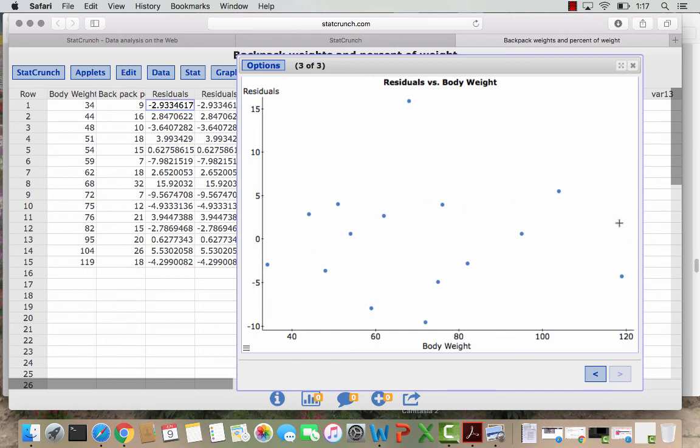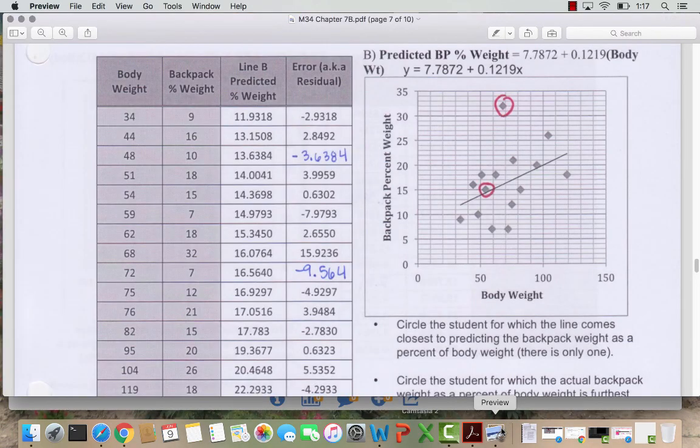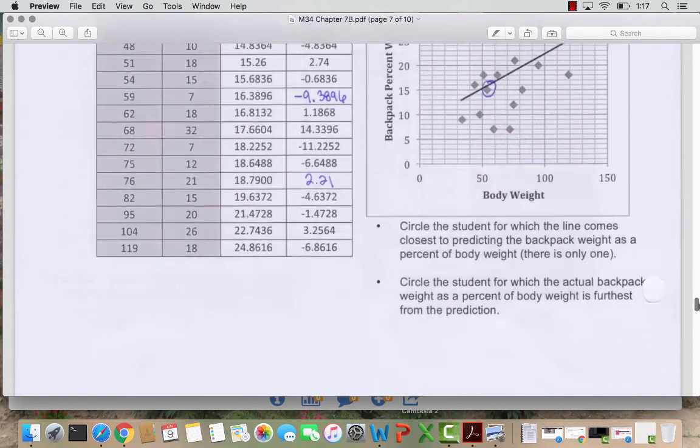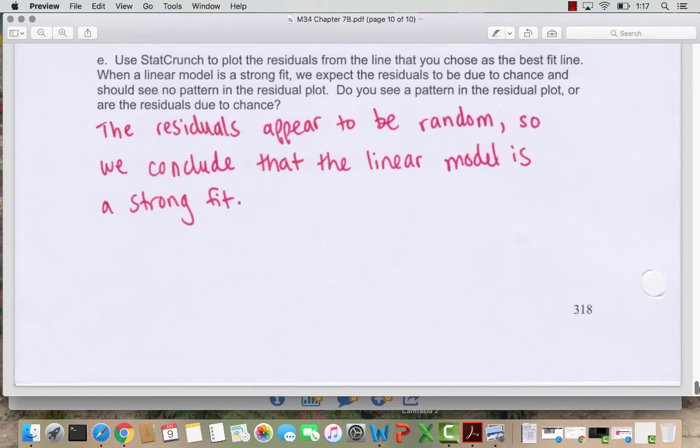So we want to have random residuals to show that the errors don't have any pattern, that they happen by chance, and that tells us the linear model is a good fit. We see roughly half the errors are positive, and about half the errors are negative. That's the kind of relationship we're looking for. So we say here that the residuals appear to be random, so we conclude that the linear model is a strong fit.